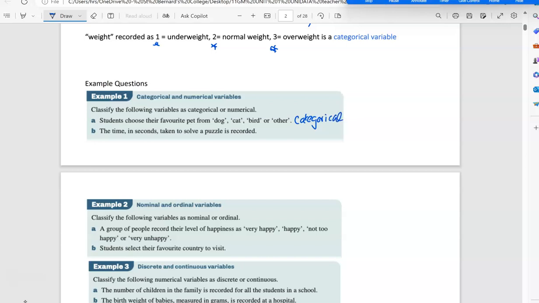And then the time in seconds taken to solve a puzzle. What's the time in seconds to solve a puzzle? What do you think that is? Continuous. Yeah, good. So it's numerical first, and then the subcategory would be continuous. All right, what about up here, the dog, cat, bird, or other? It's categorical, but is it nominal or ordinal? Nominal. Good, excellent. That one's nominal.